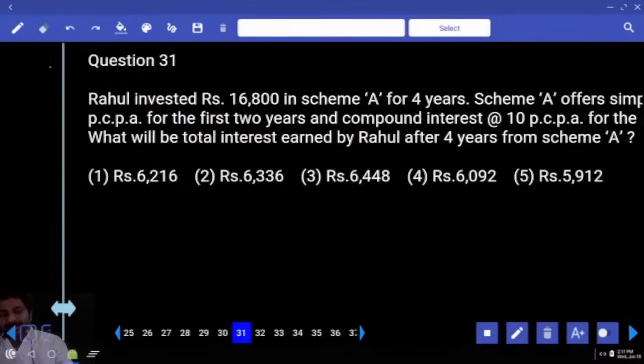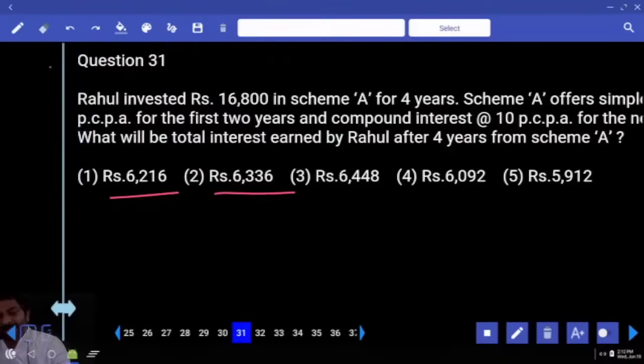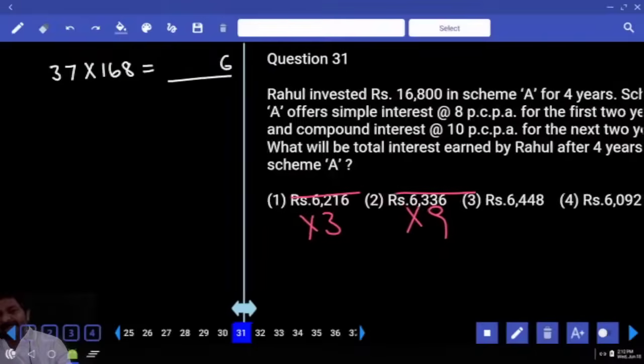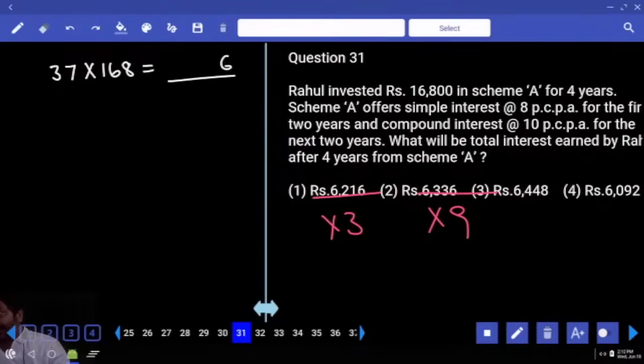Answer ends with, come on, how many options are there? 2 options are there, correct? Observe those 2 options carefully. This is only a 3 multiple, but the second option is a 9 multiple. Just observe, the answer is a 3 multiple or a 9 multiple. Do you have a 3 multiple? Do you have a 9 multiple? The answer should be only that answer. Done.